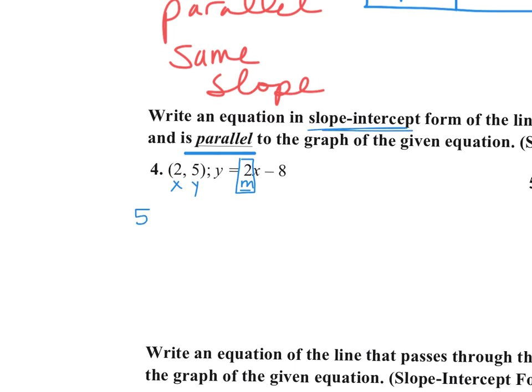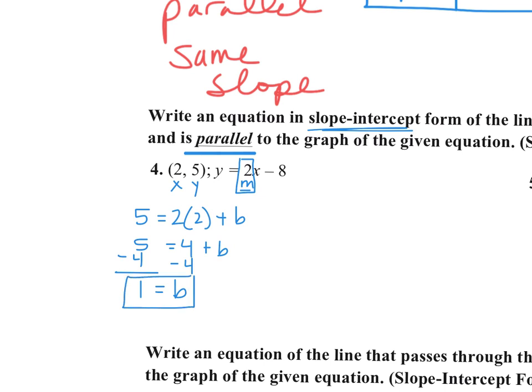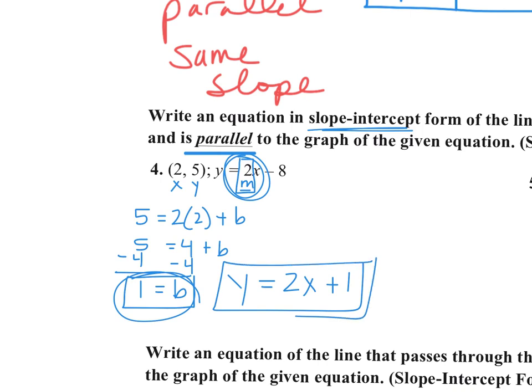So y equals m times x plus b. 2 times 2 is 4. And then we're going to take that 4 away because it's positive right now. I'm going to subtract it. And that means I have a b that is 1. So to put it into slope-intercept form, I have a slope, I have a y-intercept, I just need to plug it into the formula. Y equals 2x plus 1 would be my answer.